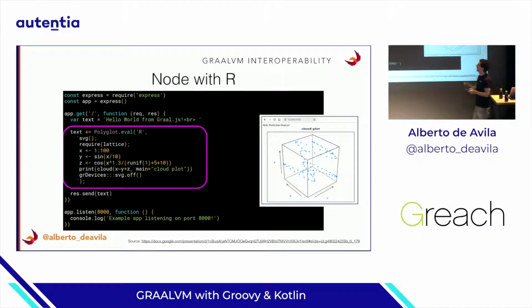But let's see a richer example. This is a Node application that can be executed with Graal that uses a piece of code in R that can generate a graph like that. As you can see, there are many possibilities using the Polyglot API. So we can dedicate our application to each task in different languages.